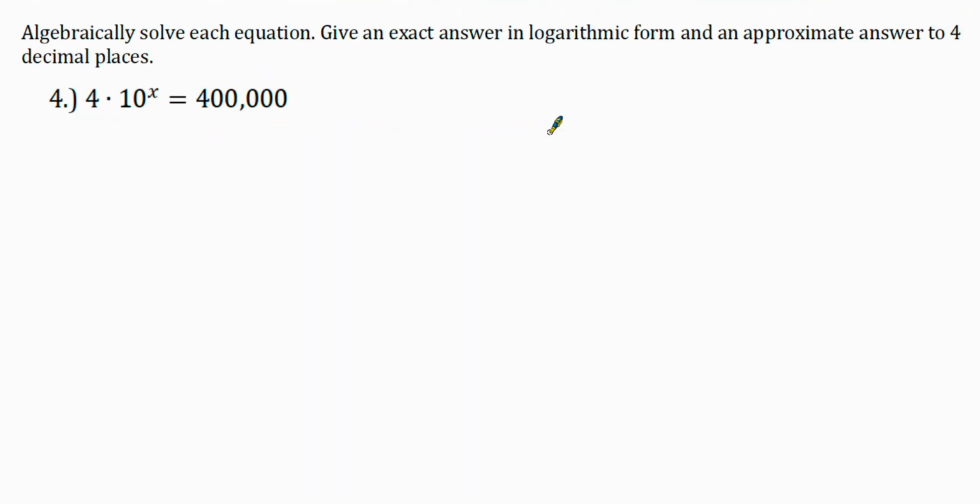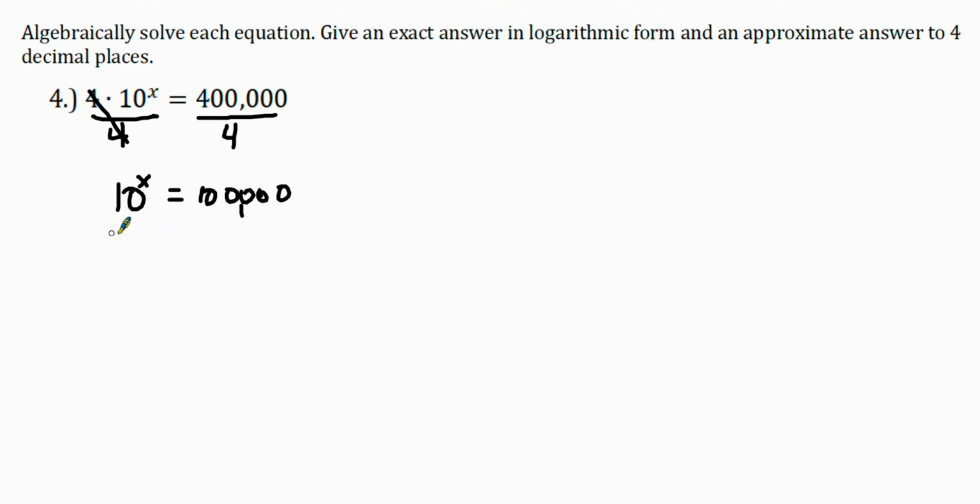On the next few, we are solving each of these exponential equations. So the first step in solving an exponential equation is to get the exponential part by itself. So that means whatever is being raised to the power. So I need to get rid of this 4 out in front. So I have to divide both sides by 4. That gets me just 10 to the x equals, that would be 100,000.